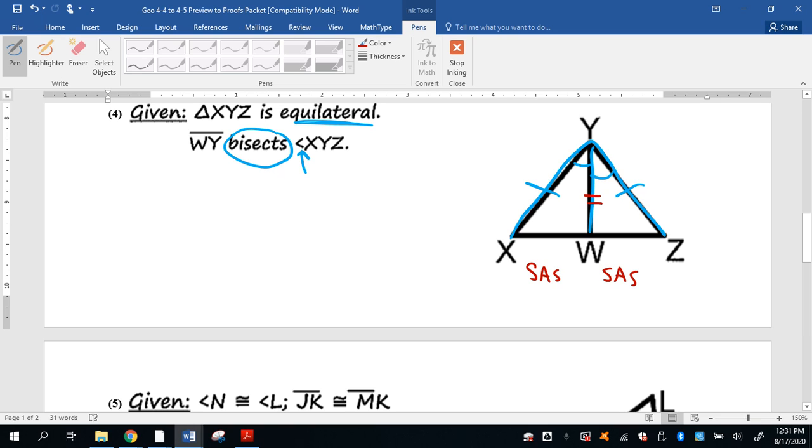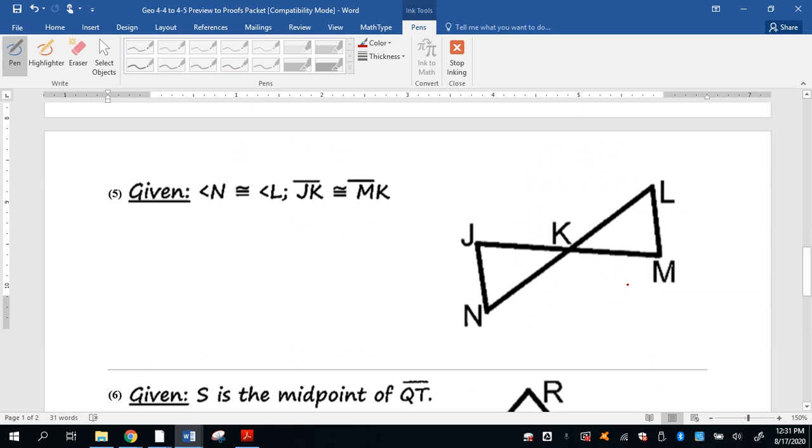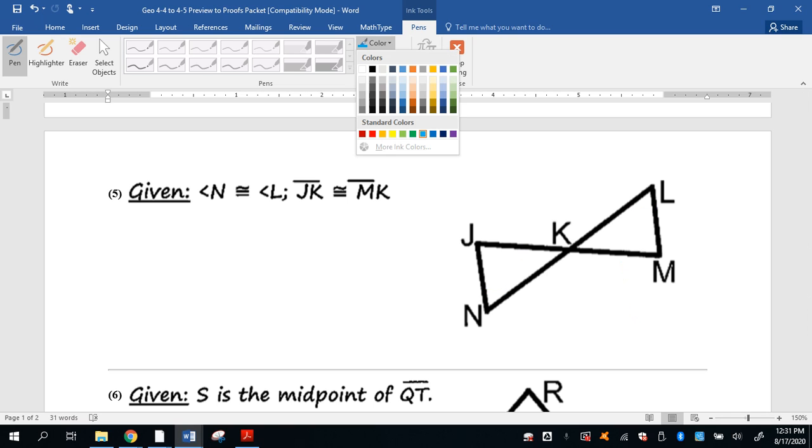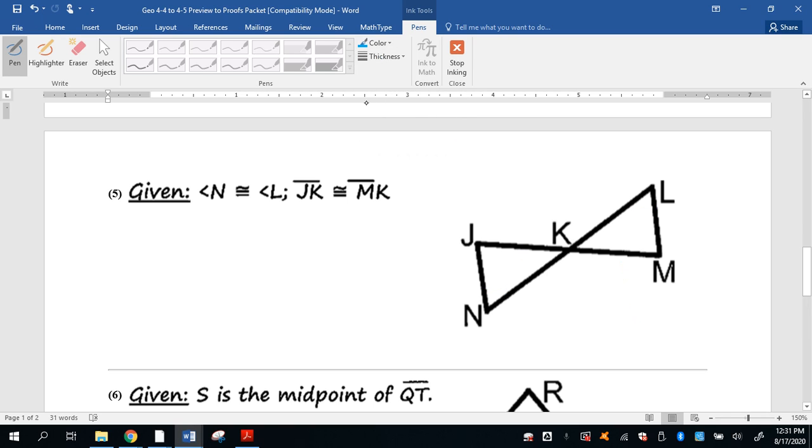Let's go to the back side. Given that angle N is congruent to angle L, so we'll mark those. And line segment JK is congruent to line segment MK. We can also mark, oh, why did that just erase? I'm not sure. So we have angle N and L, JK and MK.